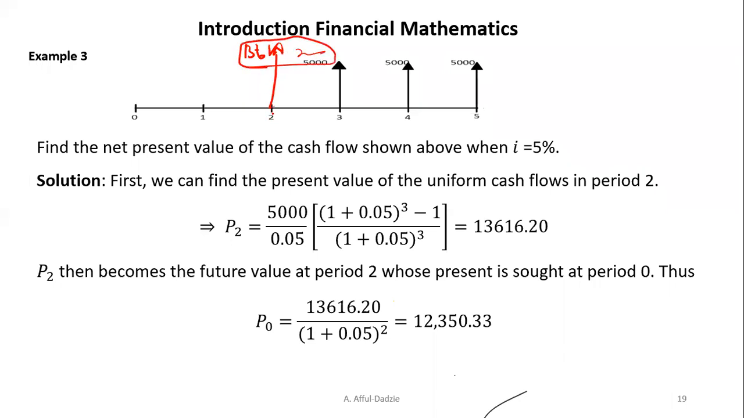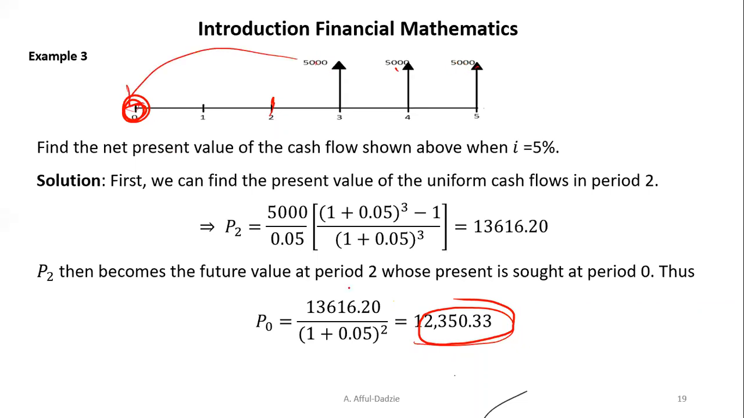So we can take this single figure and bring it to period 0. So here we'll take this one. It brings us to year 2 here now. So we'll now take 13616.20 over 1 plus 0.05 to the power 2. So in today's terms, at period 0, these cash flows 5,000, 5,000, 5,000 are equivalent to 12,350.33. Please, do you understand? Do we all understand this?